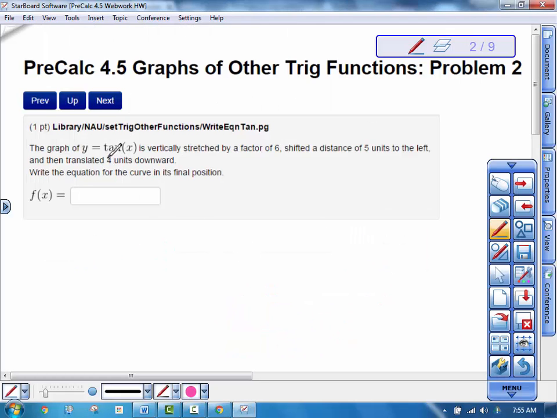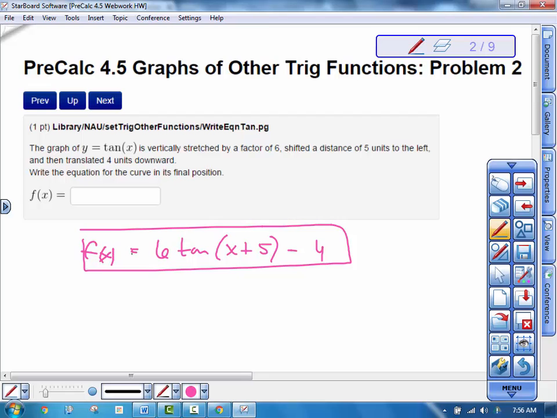Our next problem is one where we can practice our transformations of functions. So we have tangent of x. It's vertically stretched by a factor of 6, so we know that's the same as dividing y by a number bigger than 1 on our formula sheet, or multiplying the other side by 6. So you have 6 tangent of x. Then it's shifted a distance of 5 units to the left, so the x plus 5. And translated 4 units downward would be minus 4 outside the parentheses. So there's our function. They used f of x for this. And just enter this in.